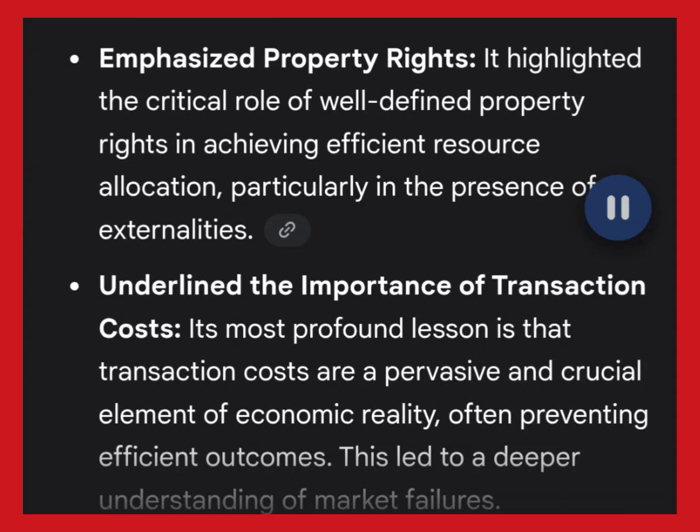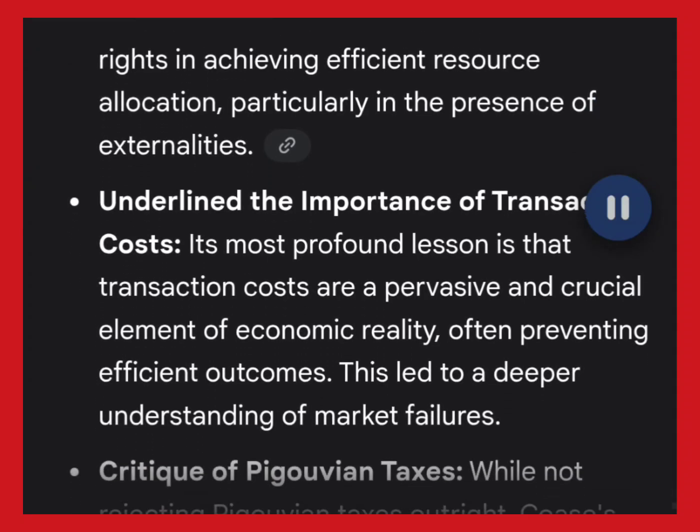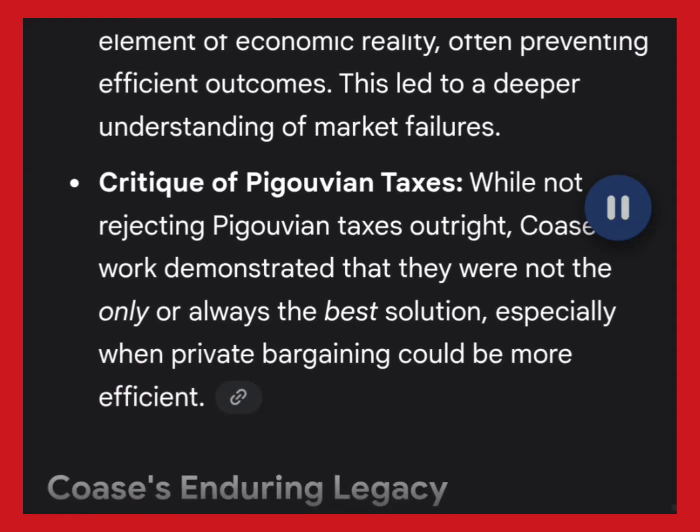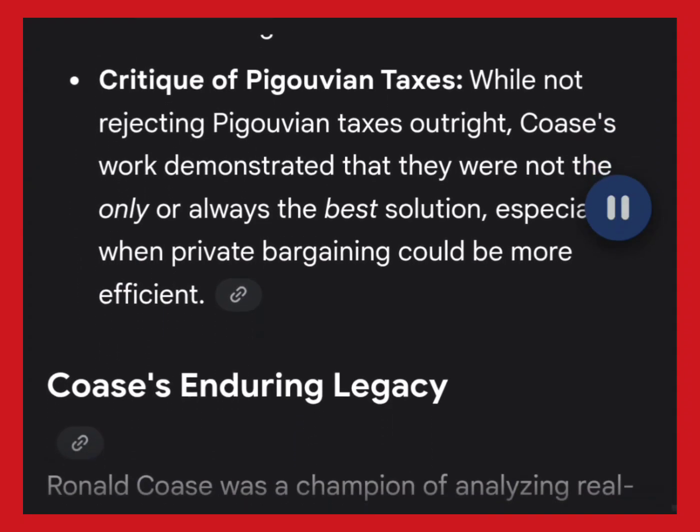Its most profound lesson is that transaction costs are a pervasive and crucial element of economic reality, often preventing efficient outcomes. This led to a deeper understanding of market failures. Critique of Pigouvian taxes. While not rejecting Pigouvian taxes outright, Coase's work demonstrated that they were not the only or always the best solution, especially when private bargaining could be more efficient.